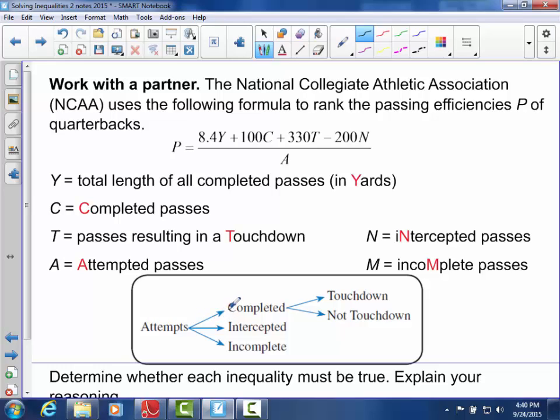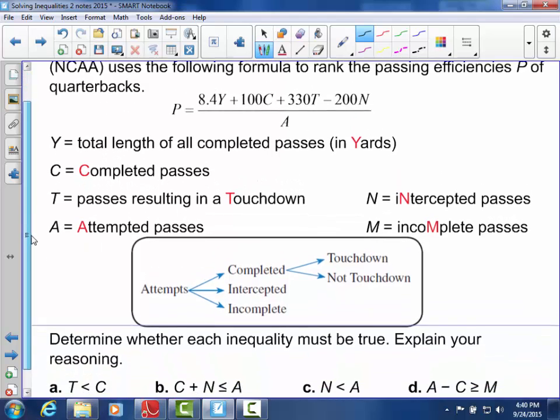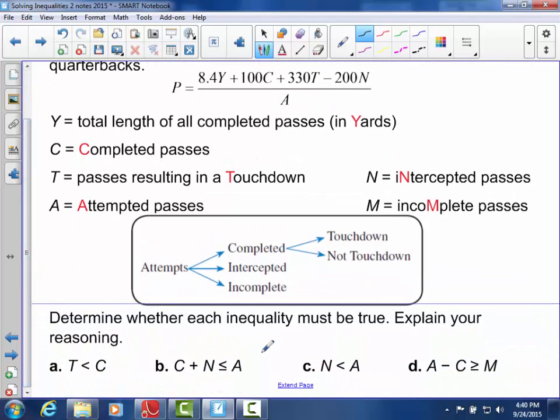So a quarterback throws so many passes. Sometimes they're completed. That means the other guy catches it. Sometimes they're intercepted, which means the other team caught it. And sometimes they're incomplete. Nobody caught it. Okay? When they're completed, they calculate the number of touchdowns and not touchdowns from those completed passes. Okay, so we want to determine whether the following were true, and we explain our reasoning.